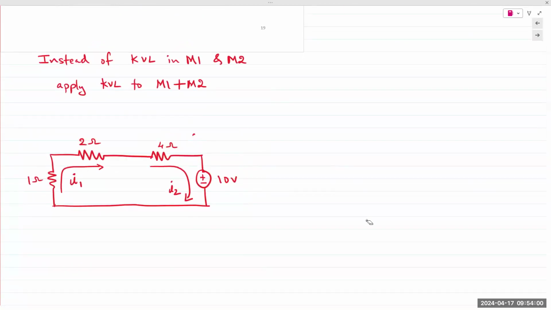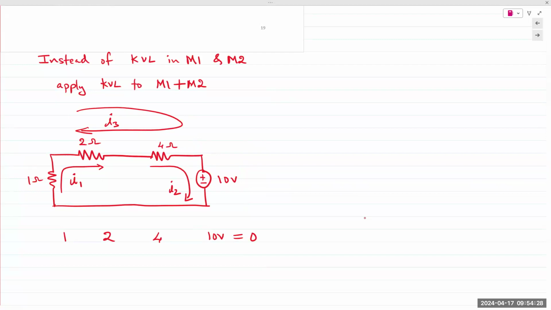We also have I3 from the top. So I'm going to draw it like this. So my equation, my KVL expression, when I apply around this larger loop, I have 4 terms, right? The 1 ohm resistor, the 2 ohm resistor, the 4 ohm resistor, and the 10 volt source should sum up to 0.